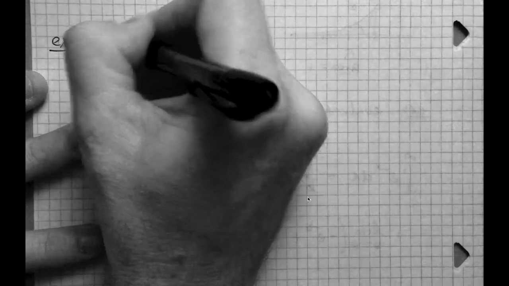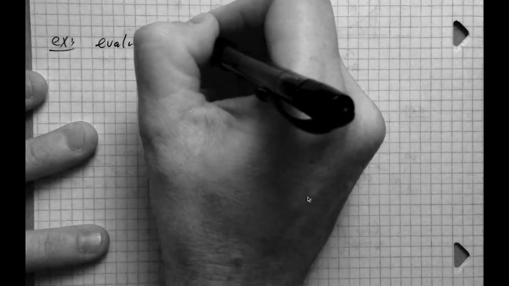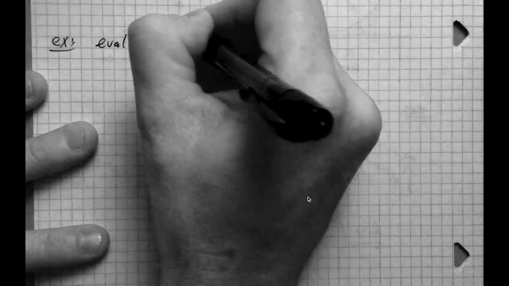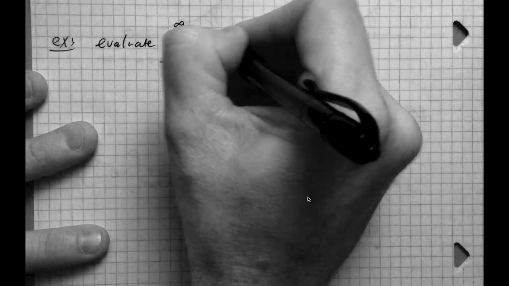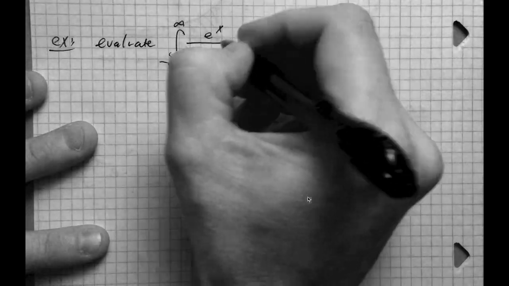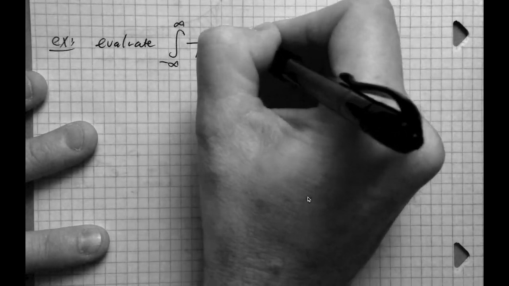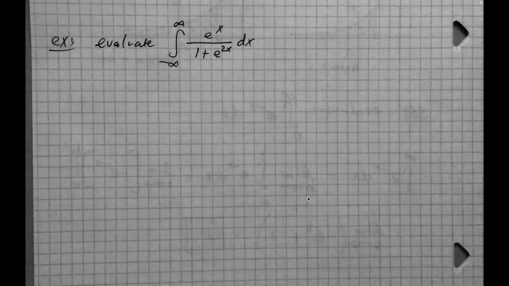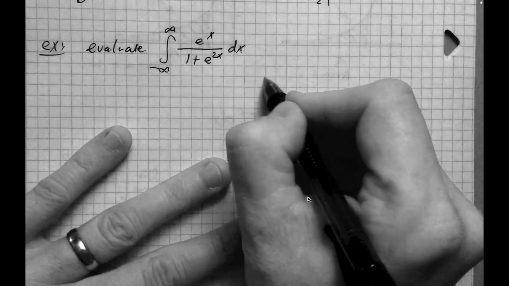All right. What about an example where the upper and lower bounds are infinite? Let's do one of those. We haven't talked about one of those yet. So let's evaluate the integral from negative infinity to positive infinity of e to the x divided by 1 plus e to the 2x.